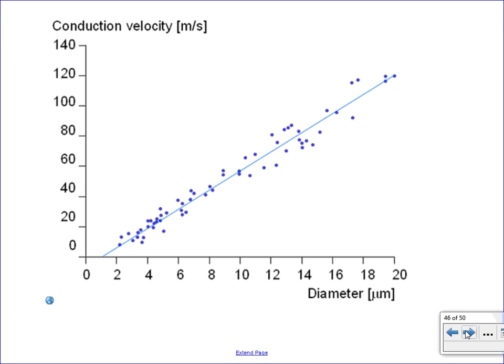So this is showing here the diameter, measured in micrometers. A micrometer is 1/1,000,000th of a meter. So again, we're talking very, very small diameters here. But we can see a fairly clear trend that as we increase the diameter of the neuron, it increases the speed, and pretty much a linear relationship that we see here.